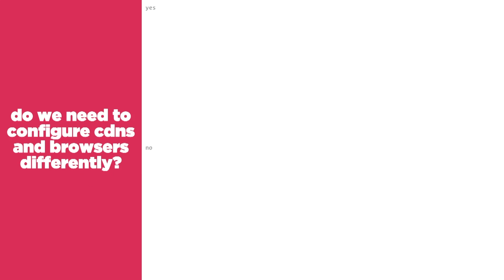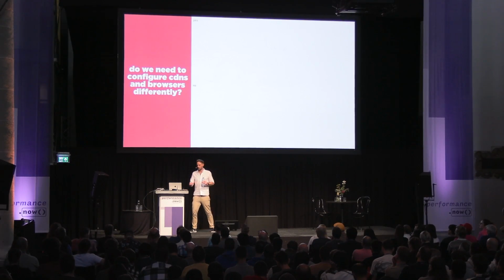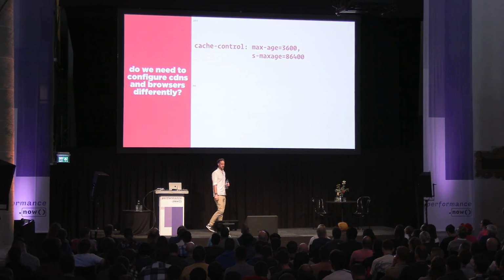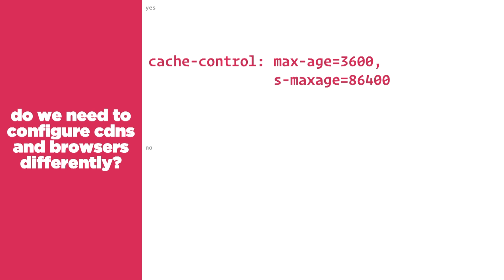I'm glad you did. Do we need to configure browsers and CDNs differently? Do you need different caching rules for your CDN to your browser? Anyone know what we might use in this scenario? Yep, I heard that down there. If we need to configure our CDNs and browsers differently, we would lean on s-maxage. The s stands for shared, so shared caches. Also, this is really frustrating. It's like the whole referrer problem. There's a hyphen in max-age, but there's no hyphen in s-maxage. It's really annoying. But yeah, you'd use the s-maxage header to configure a CDN or an intermediary shared cache differently to your end user cache.